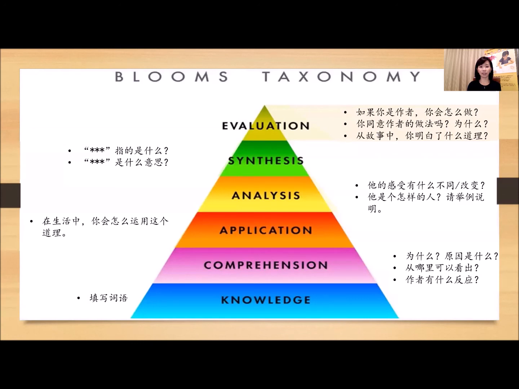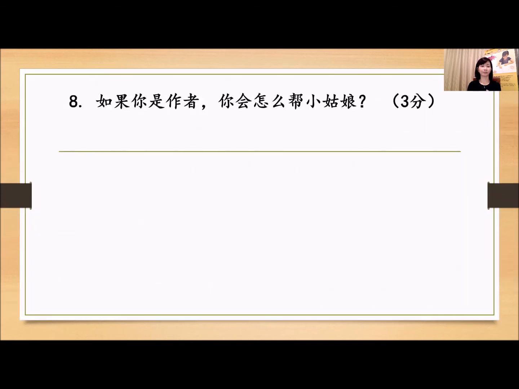So now let's go to the last two thinking skills, evaluation and application. Okay, so for question 8, 如果你是作者，你会怎么帮小姑娘？ Okay, this is a question that requires the students to come up or to recommend ideas. Okay, look at it this way. They have to suggest a way that cannot be similar to what was mentioned.